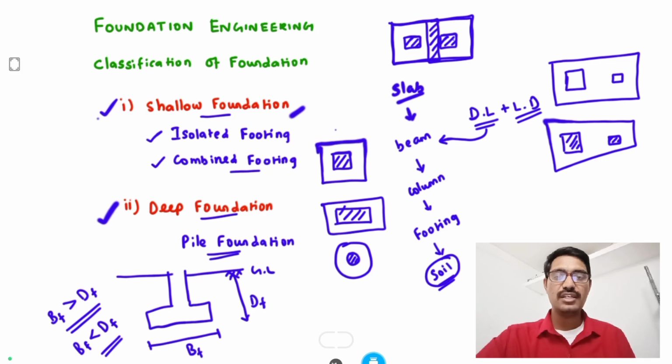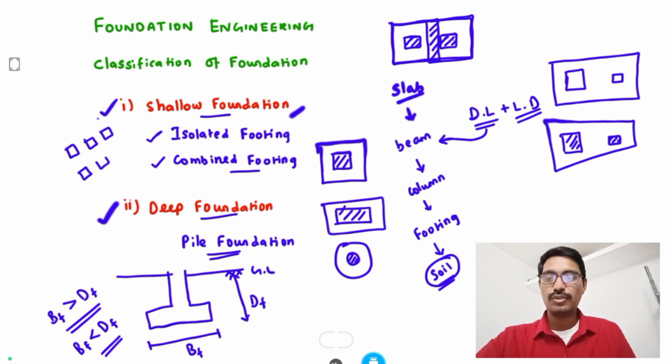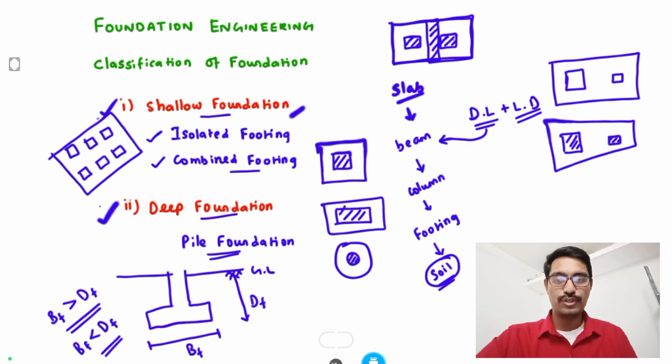Next, if all the columns provided in the building are very close to each other, for example there are 6 columns in the building and every column is closely placed, we go for one foundation for all 6 columns, and that is called mat foundation. Another case is if the bearing capacity of the soil is very low, or in waterlogged areas, lake areas or seashores, wherever we can't go for a deep foundation, in those cases we go for mat foundation.